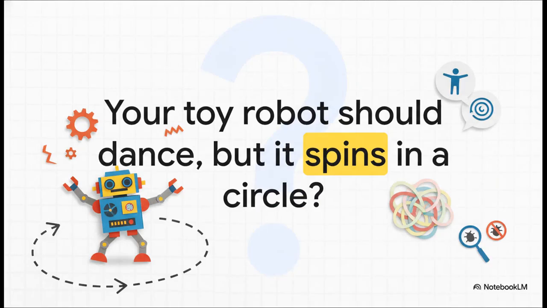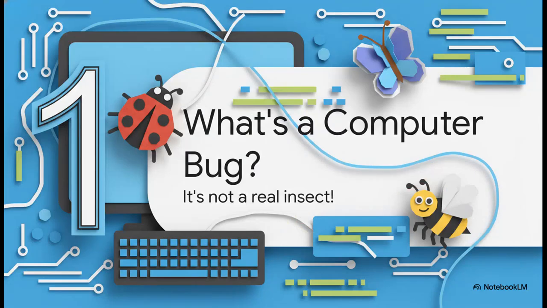So, let me ask you something. Have you ever told a toy robot to do a really cool dance move, and instead it just spins around and around in a circle? It's kind of funny, right? But it just means the instructions got a little jumbled up. Well, guess what? The exact same thing can happen with computers.